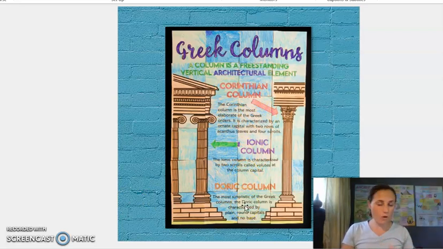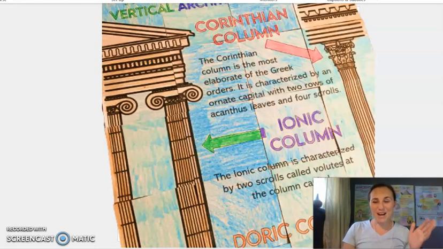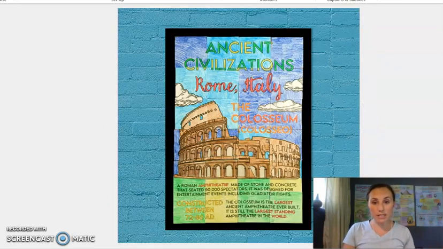Every single one of these collaborative posters has an extension activity that fits in with it. For example, for this one, your students would read a passage about the Greek columns and then use what they've learned to label several different pictures of Greek columns. Again, I've included images of the different types of columns so that as your students color, they can color with accuracy. And then my latest one here, I have the Colosseum.